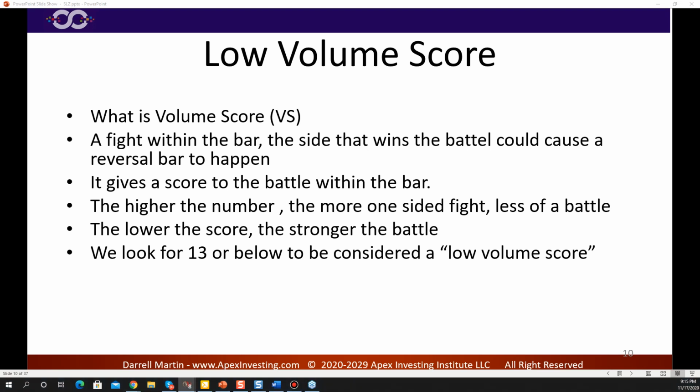Now, a volume score number can also be negative. Let me find one here real quick. Sometimes you'll see a negative volume score. And correct, Abdul's asking, does it matter if it's 13 or just negative 13? If it's higher than 13, if it's 14, 15, 16, it's not considered low.